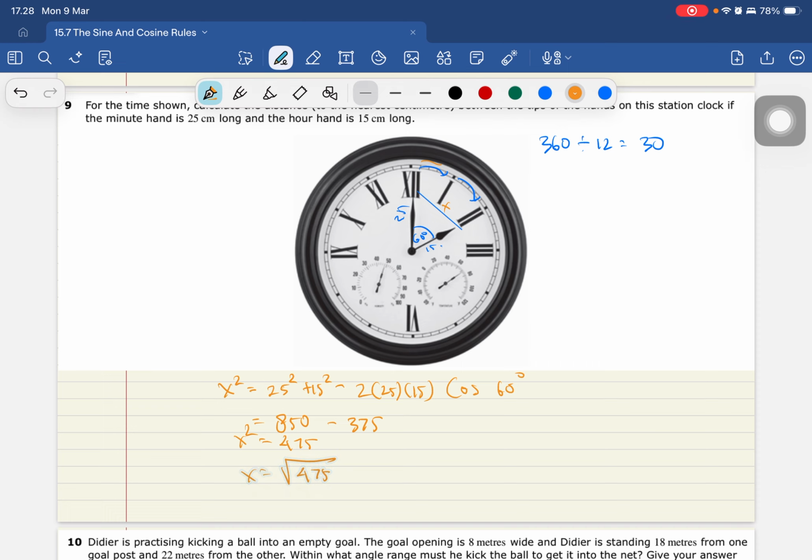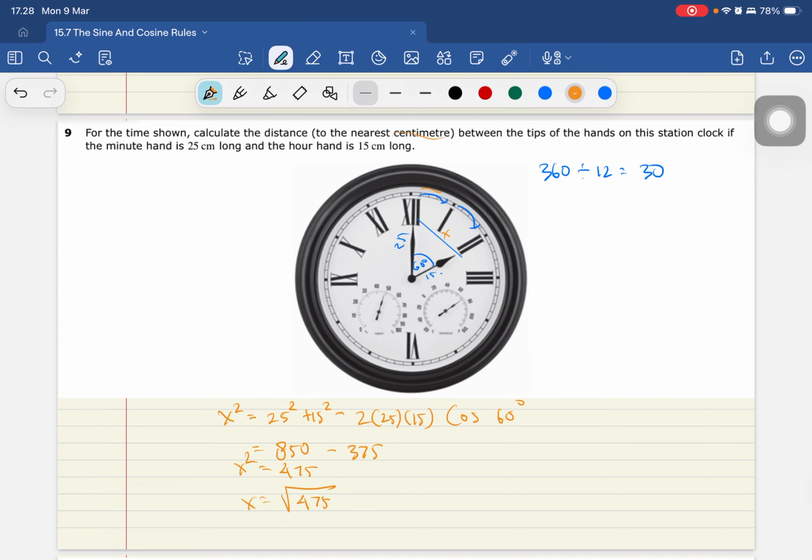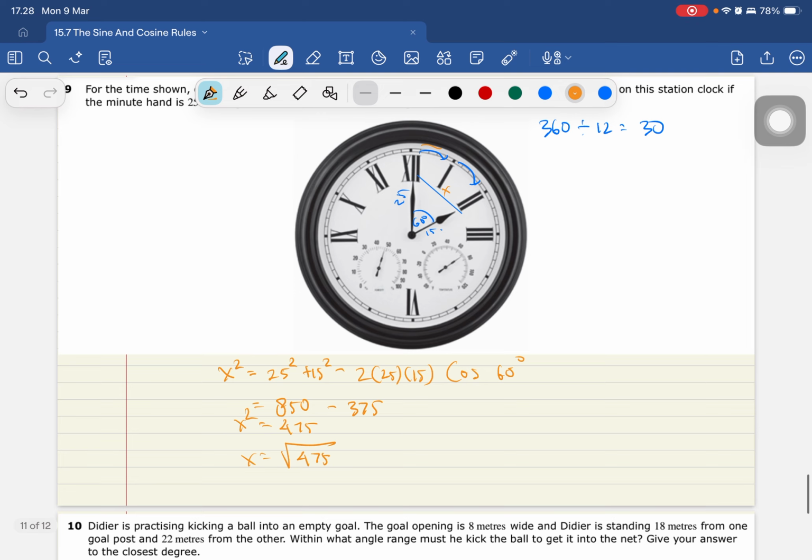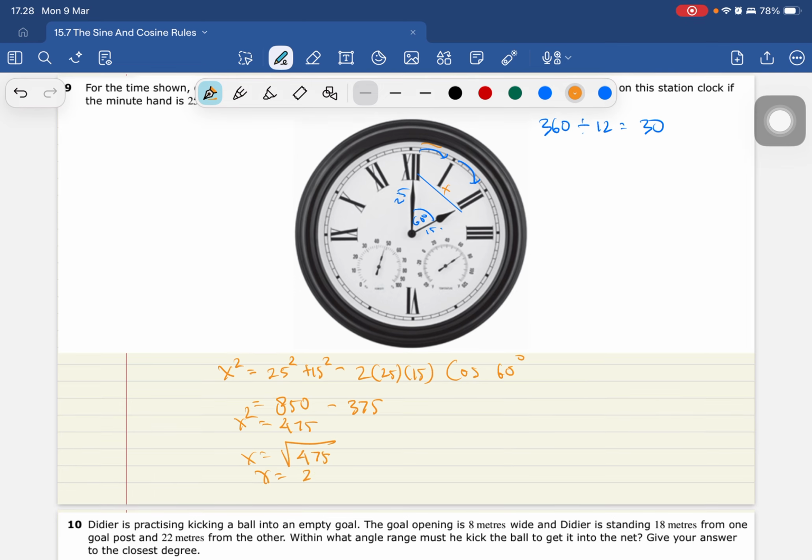To the nearest centimeter, it's going to be 21.79, so we can write it as 22 centimeters to the nearest centimeter.